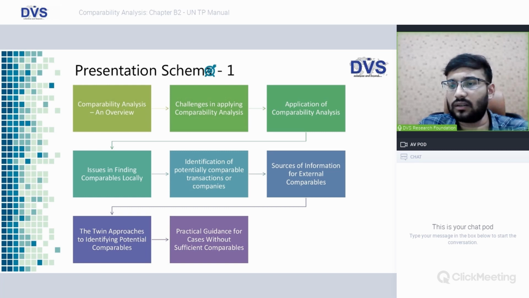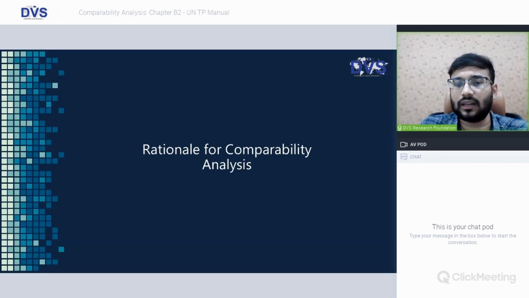Presentation schema: comparability analysis and overview, challenges in applying comparability analysis, issues in finding comparables locally, identification of potentially comparable transactions or companies, sources of information for external comparables, the twin approaches for identifying potential comparables, and lastly, practical guidelines for cases when there are no sufficient comparables. Let's get started with the rationale.